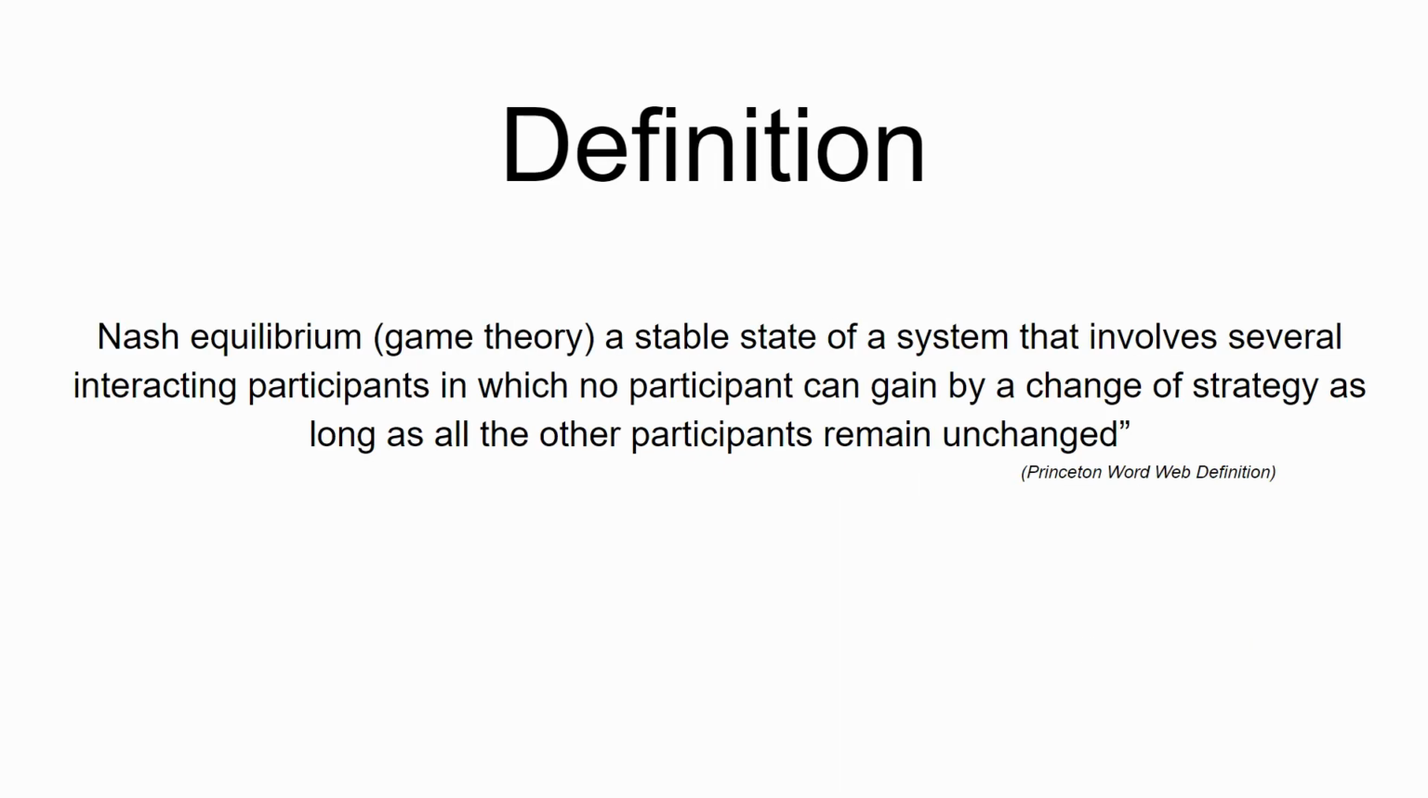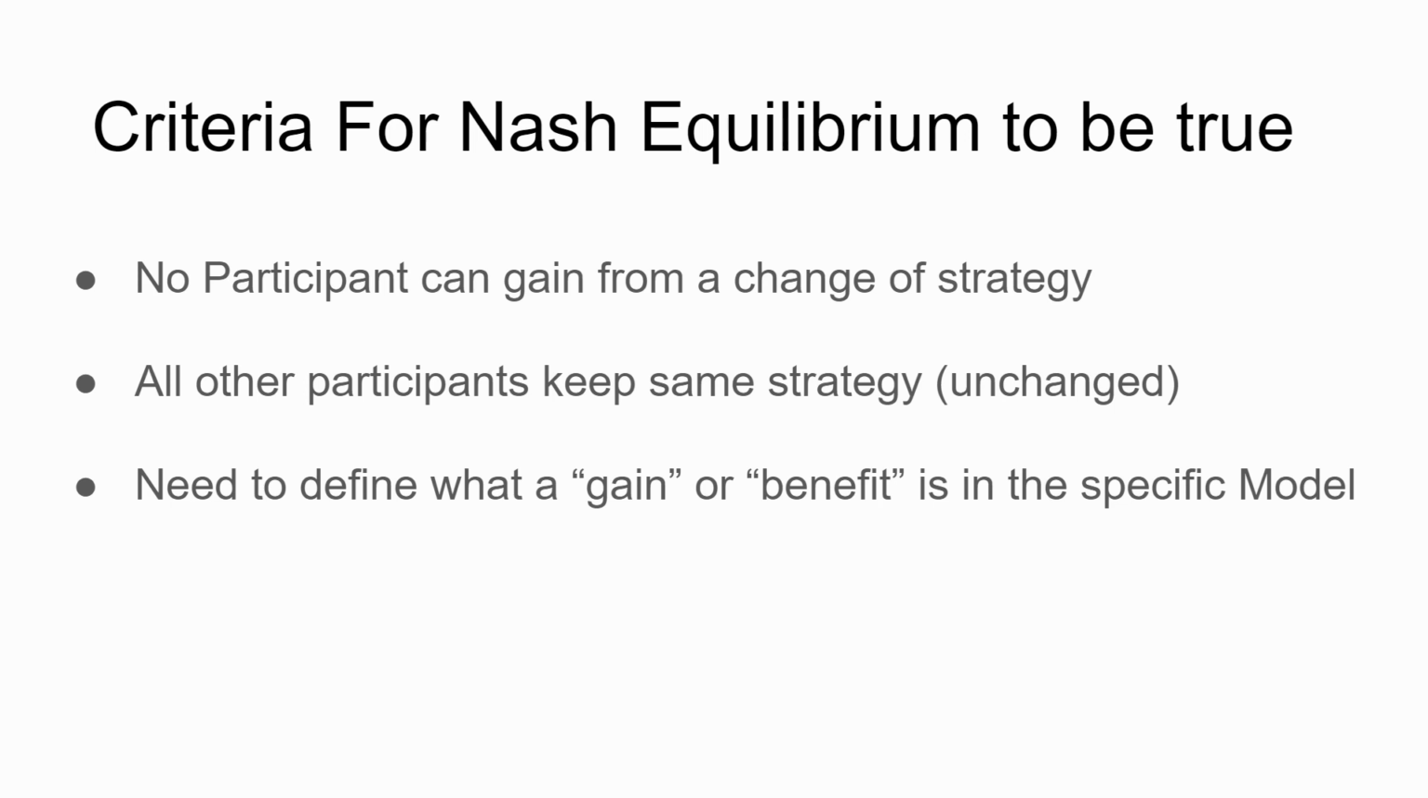We'll start with a formal definition of what the Nash Equilibrium is. Nash Equilibrium: a stable state of a system that involves several interacting participants in which no participant can gain by a change of strategy as long as all other participants remain unchanged. So it's a little bit complicated.